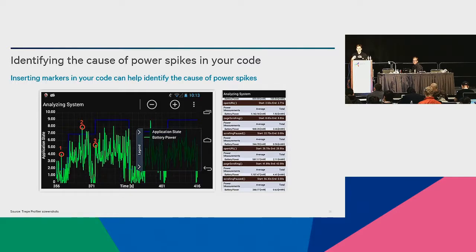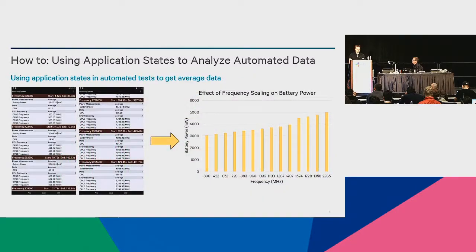All right, so that's how you can use application states in your code in order to find any CPU, GPU, or power spikes. Are there any questions on this? All right, so let's move into the next Trepn feature, and that's automation.